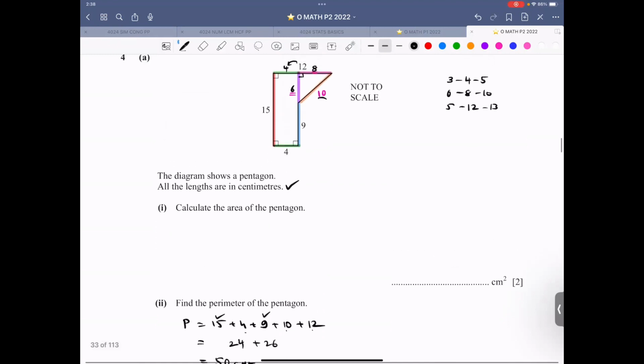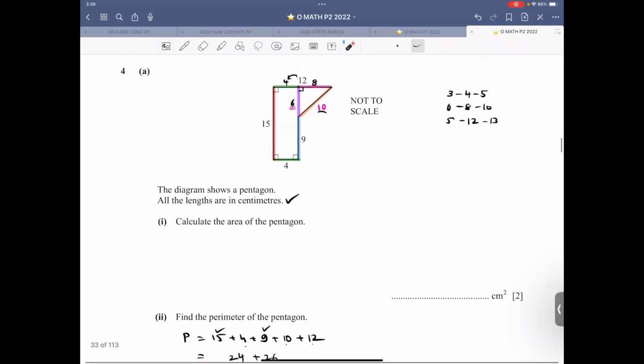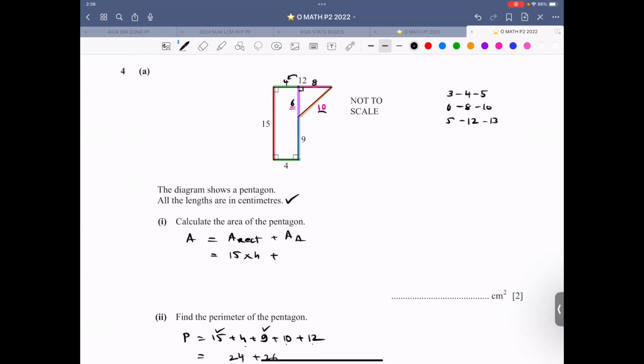Calculate the area of the pentagon. So the area is everything that's on the inside. So basically, you can take this rectangle, you can take this triangle. So area of rectangle is 15 into 4. So area is area of rectangle plus area of triangle. That is 15 into 4 plus half into 6 into 8. This is 24. This is 60. 60 plus 24 is 84. 84 centimeters square. That's the answer.